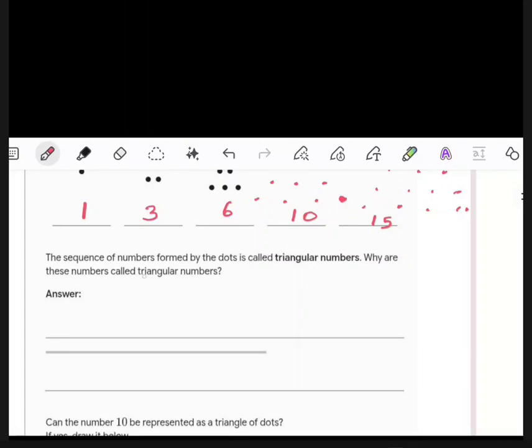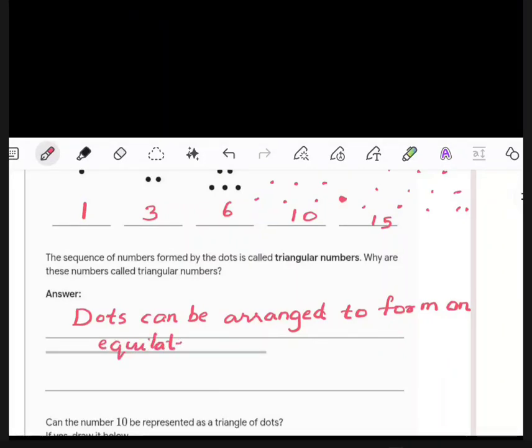So we can write here, dots can be arranged to form an equilateral triangle.